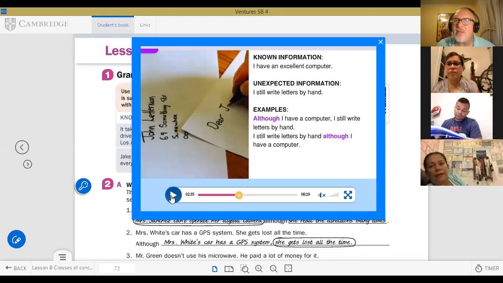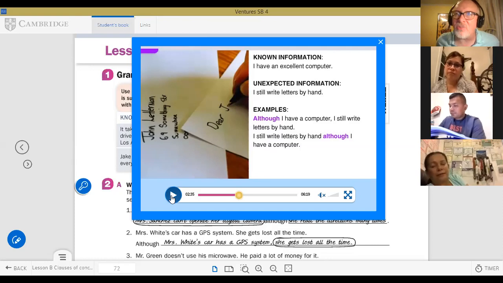Now, how could we say this with despite? Hold on one second. Can we say despite I have? No. Remember, despite has to be followed by a noun or a gerund. So I could say despite my excellent computer, I write letters by hand.